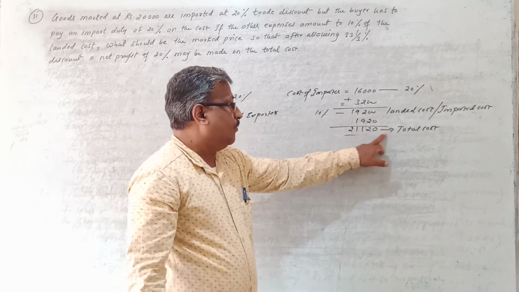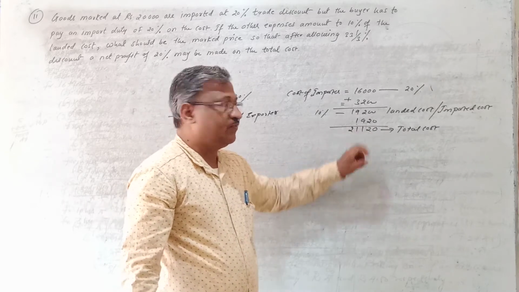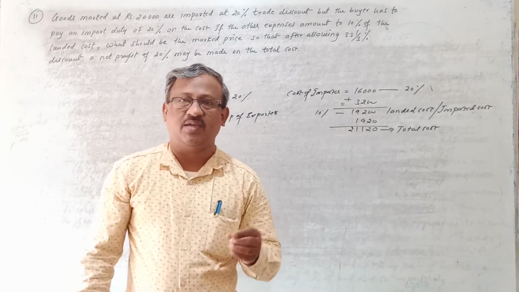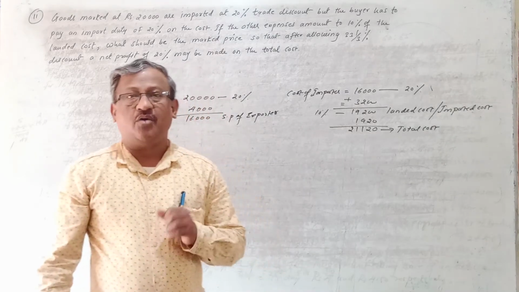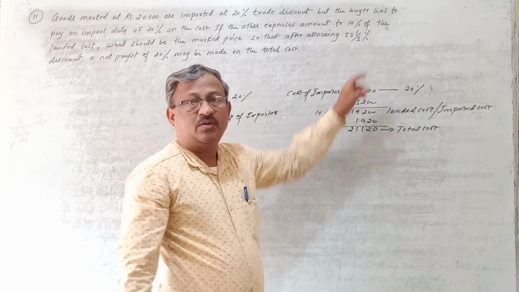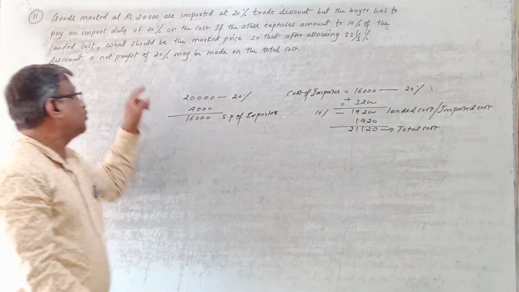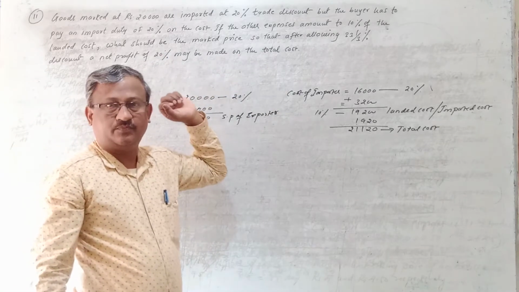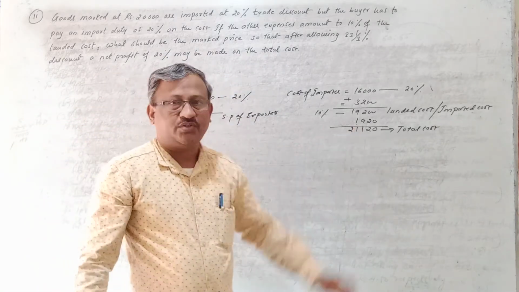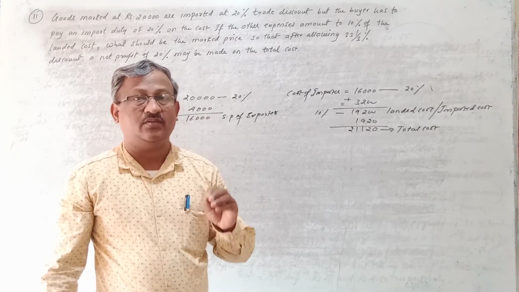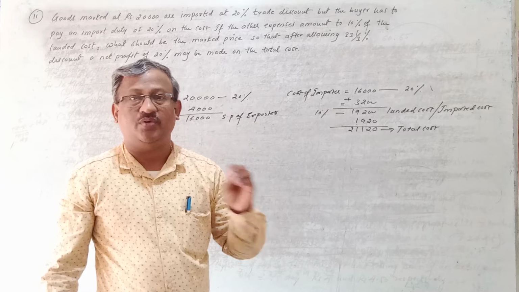So after importing the goods at 21,120 rupees, now what does the importer do? Again he wants to sell the same goods to his customer. How does he want to sell? After giving his customer 33 and 1/3% discount, he has to get a net profit of 20% on the total cost. Right? On this total cost, he wants 20% profit. Right? After giving 33 and 1/3% discount to his customer.